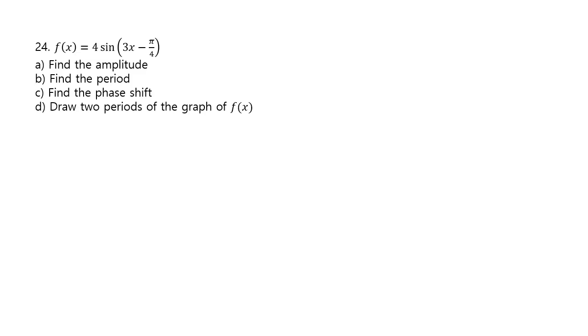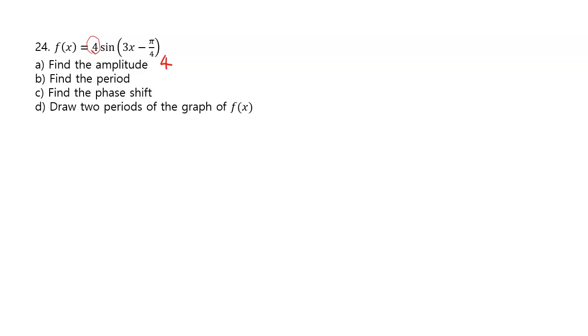Now let's talk about the graph of a trig function, sine or cosine. When you have some number in front, the absolute value of that is called the amplitude. So the amplitude will be 4. And then the period and phase shift, there are formulas for this, but I advise you to just draw the graph first, and from there you can figure out the period.